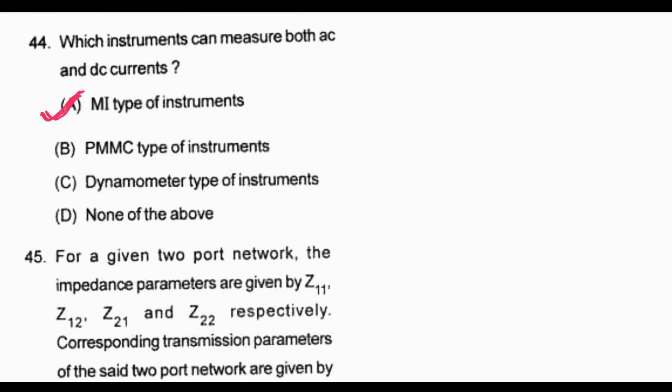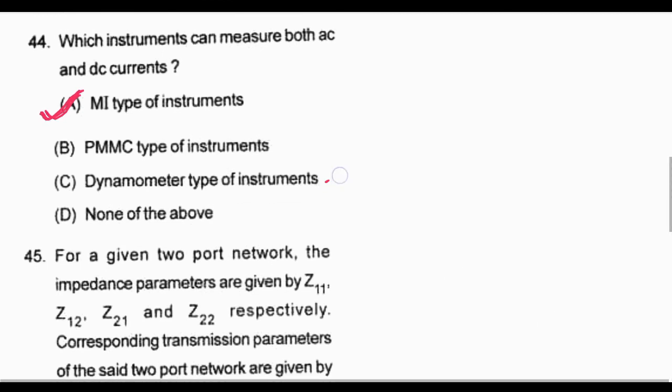In videos I have already explained in so many exams that the dynamometer type is also used for both AC and DC, but in this case the error is more, in terms of all errors, compared to the moving iron type. The dynamometer type has more error. So we can consider the moving iron type to be the perfect instrument for measuring both AC and DC, and the dynamometer type the perfect instrument to measure power of AC or DC.